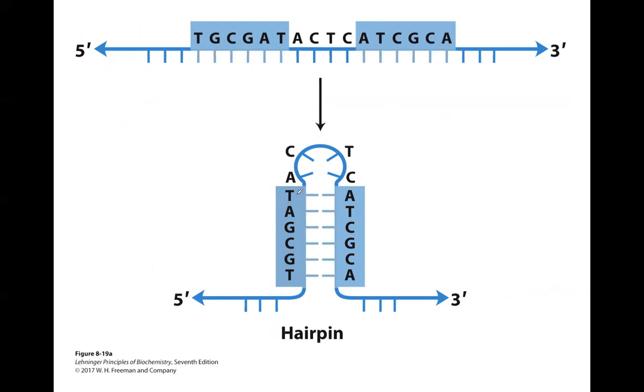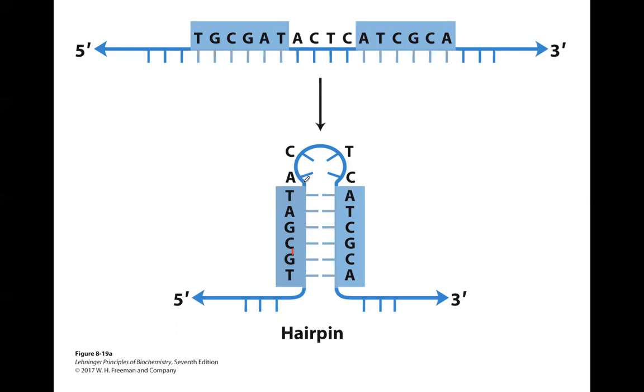And so this would be TAGCGT, and this will be the complementary sequence, right? So this will be an inverted repeat, where in the 5' direction you have a sequence which is complementary to the sequence in the 3' direction. So they can undergo double strand formation, right? And that will form something which is known as a hairpin.